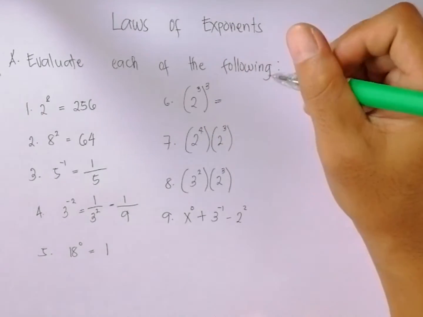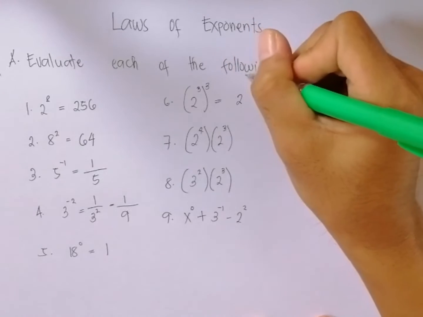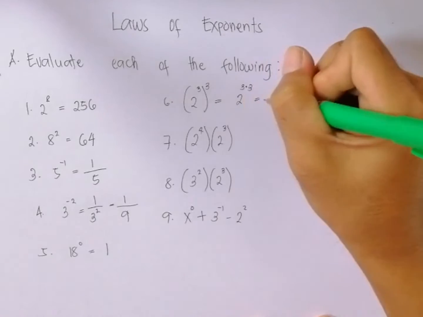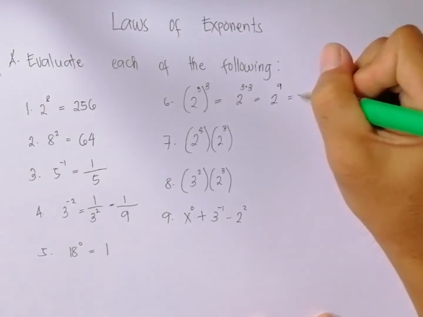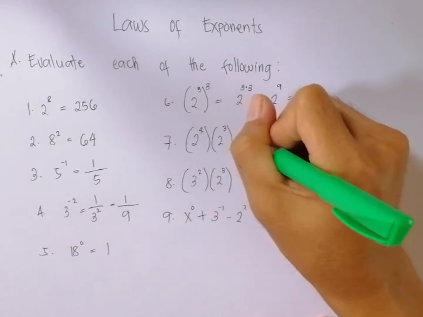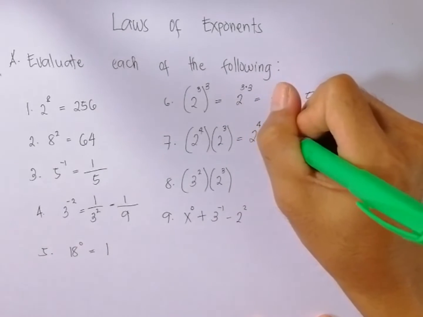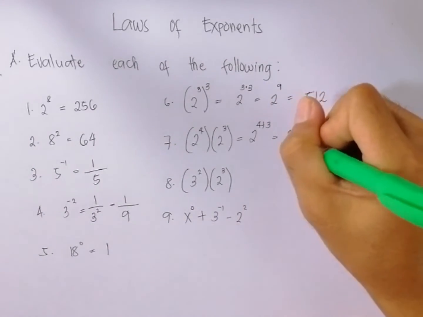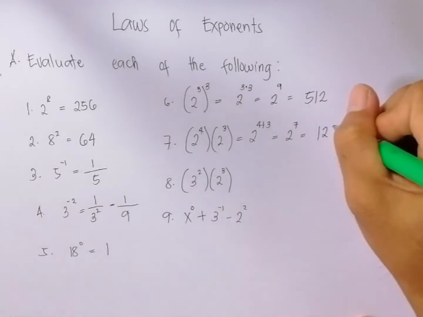And the quantity of 2 raised to 3 raised to the power of 3, that is 2 raised to the power of 3 times 3. And that is equal to 2 raised to the power of 9, or equal to 512. Number 7, that is 2 raised to the power of 4 plus 3 equals 2 raised to the power of 7, or that is equal to 128.